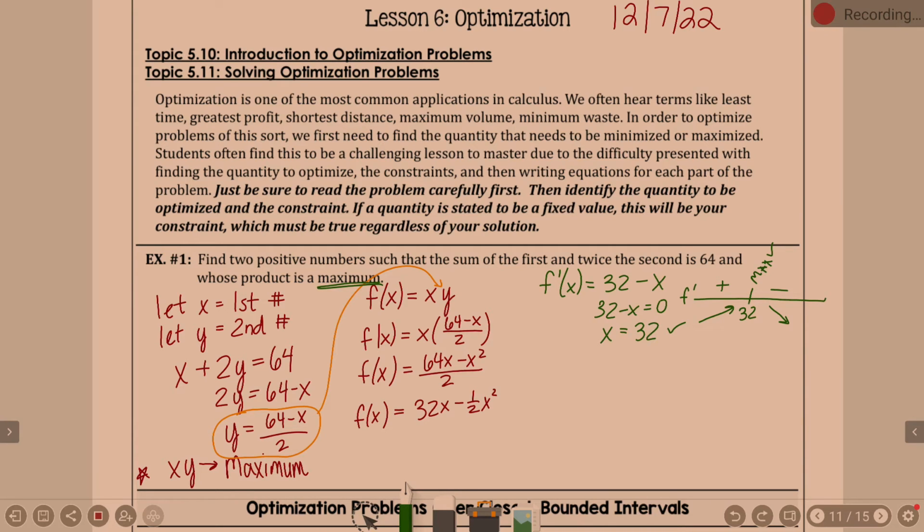If x is 32, can we plug it in there? That's probably the easiest way to find y. So y is 64 minus 32 over 2, which is 16.